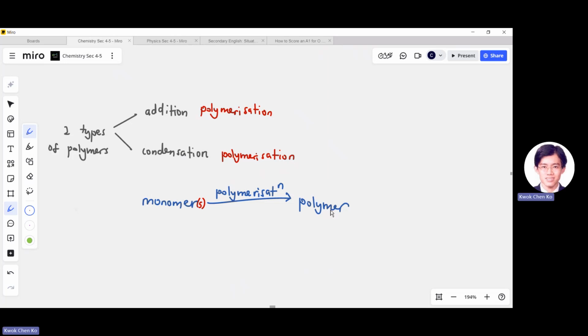Now, Ethan, what are the conditions for polymerization? Suitable catalyst. Okay, good. That's all you need to write, because in real life, there are many different conditions depending on the polymerization process, depending on the polymer. So for O levels, that's all you need to write.